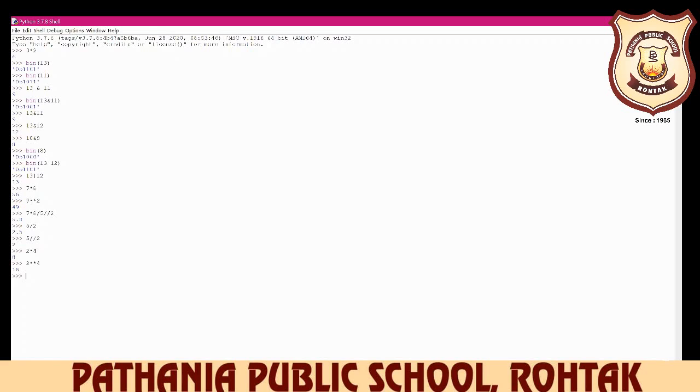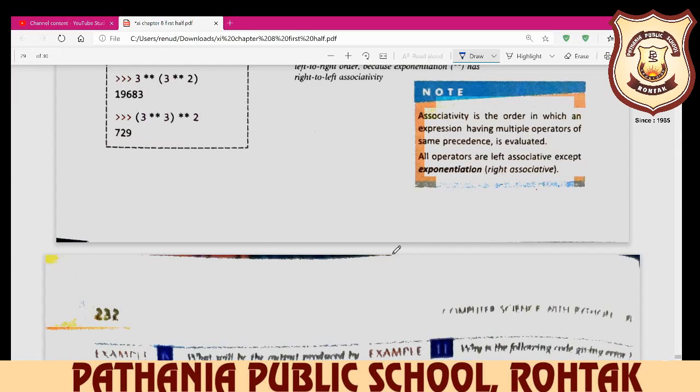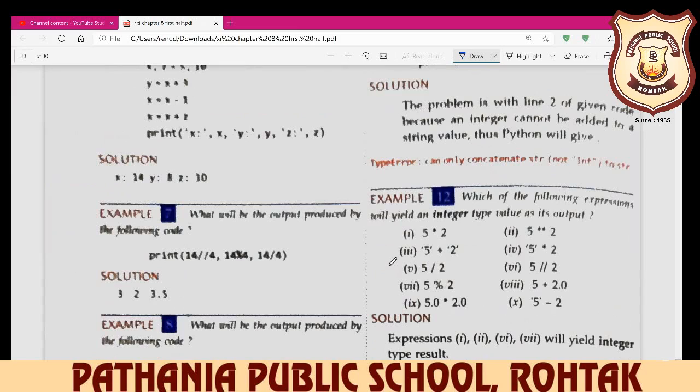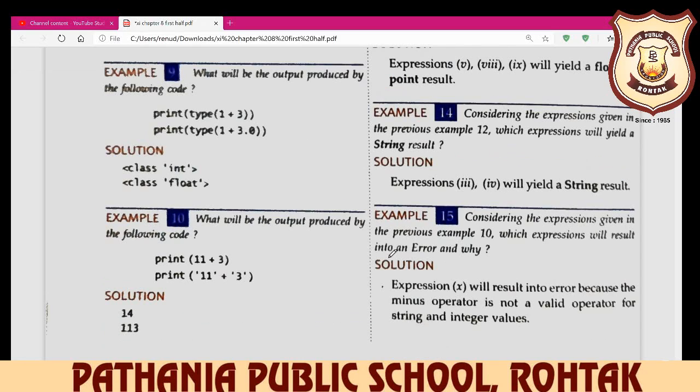Okay, and now next are the examples, so you better do all these examples from your book. 11 multiply 3, 11 plus 3, do it on your own. Everyone knows about these. Okay, do all the examples in your system and see the output of these.